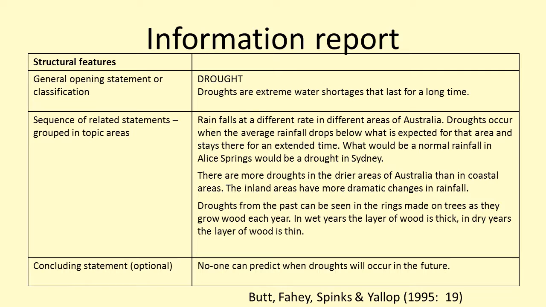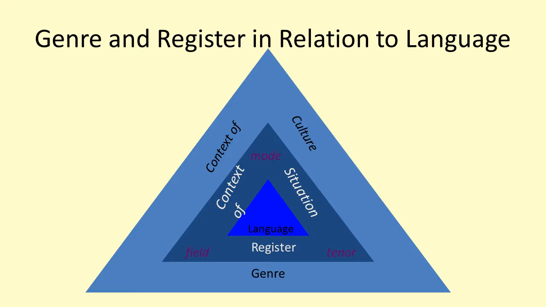And finally, the paragraph ends with a concluding statement. No one can predict when droughts will occur in the future. The narrower context is the context of the situation. We call this the register.